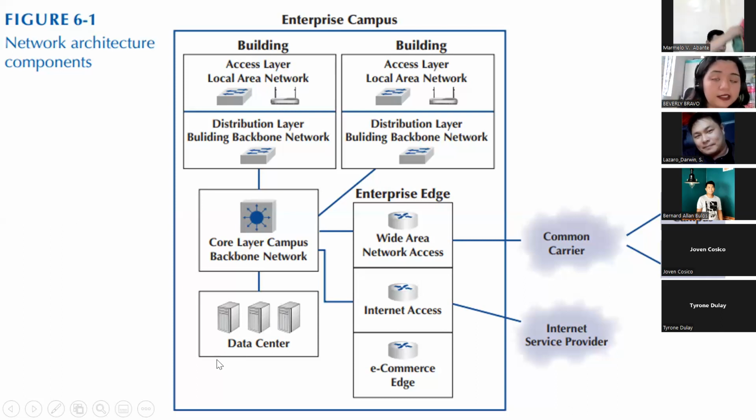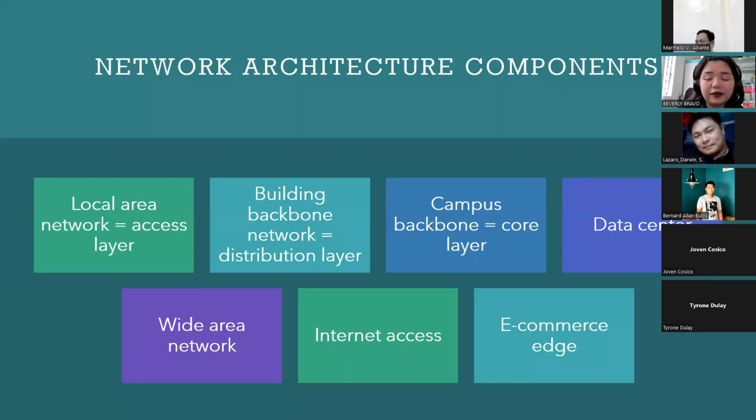So in the diagram, you can also see the different components: local area network, wide area network, the backbone, and all of the other components. So yeah, that's how a campus network works. It connects the different buildings in that particular area.